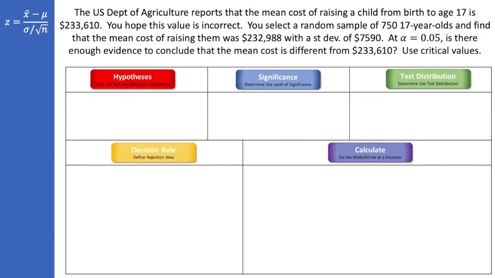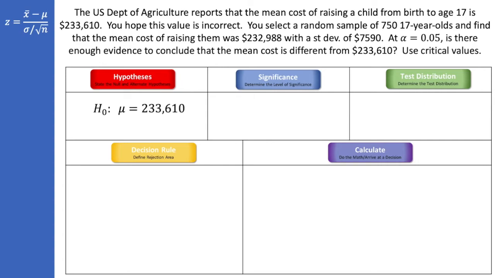The U.S. Department of Agriculture reports that the mean cost of raising a child from birth to age 17 is about $233,610. Wow, you hope this value is incorrect. So you select a random sample of 750 17-year-olds and find that the mean cost of raising them was $232,988, with a standard deviation of 7,590. At alpha equals 0.05, is there enough evidence to conclude that the mean cost is different than $233,610? We're going to use critical values.